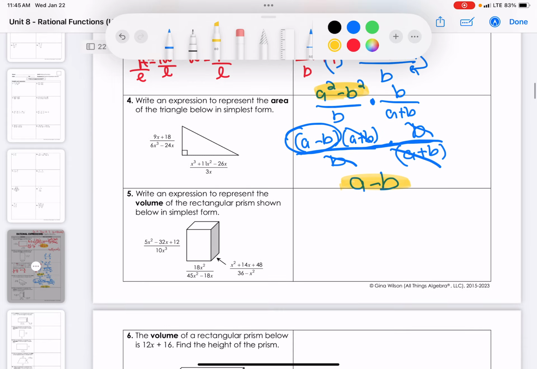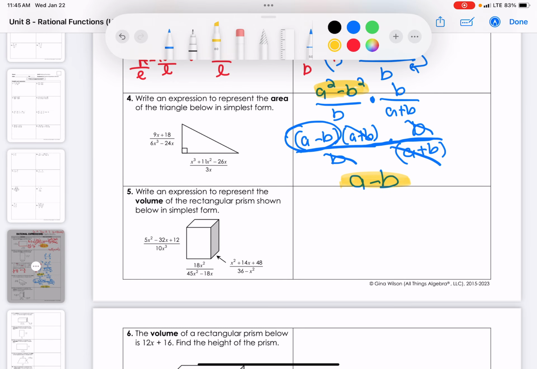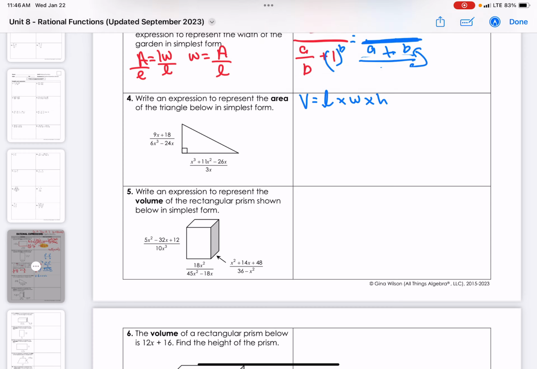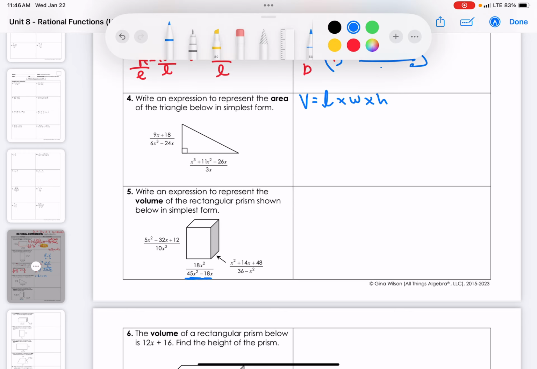All right, let's do 5. It says write an expression to represent the volume of the rectangular prism shown in simplest form. All right, so volume of a rectangular prism. Remember, volume is equal to length times width times height. So they give us the length, the width, and the height. Now we're just setting it up to where we're multiplying all three of those together. So that's what we'll do. It doesn't matter which one you start off with.